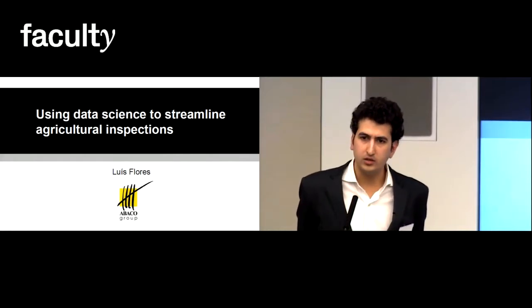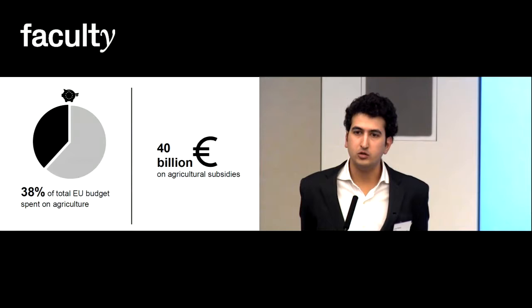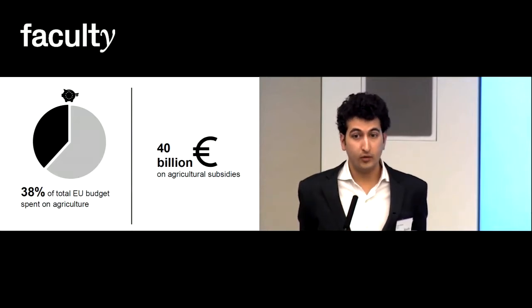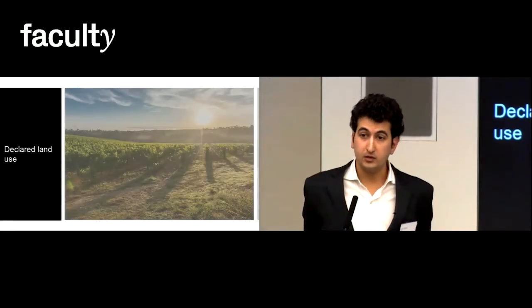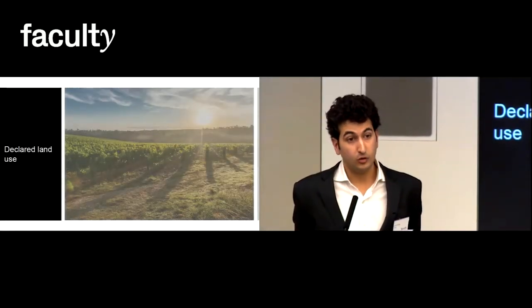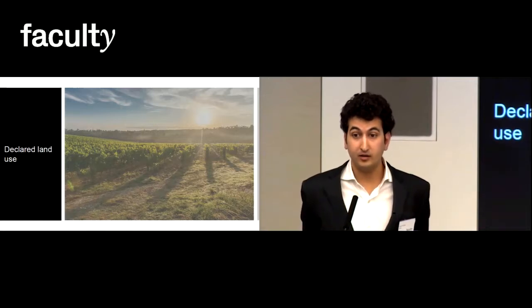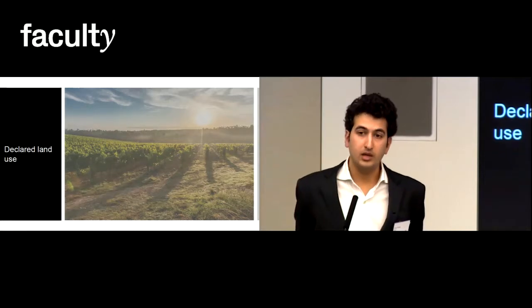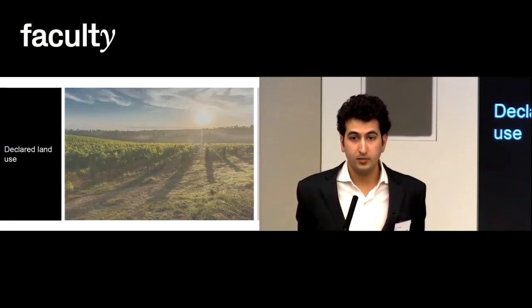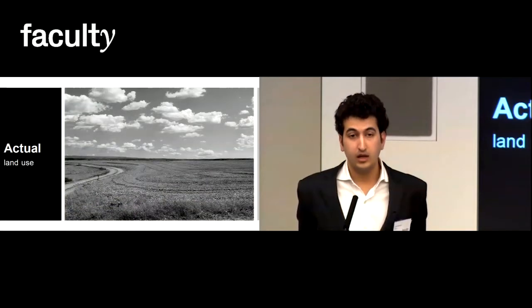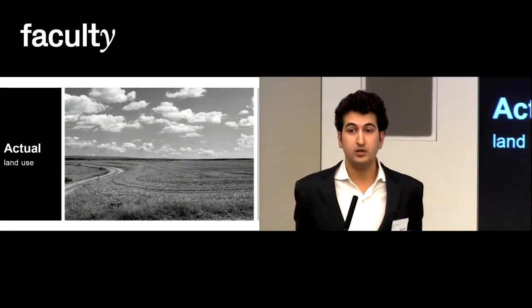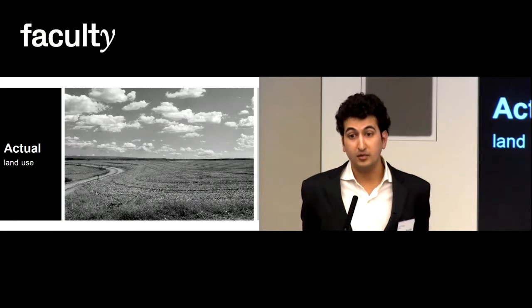But why is this important? Well, every year, the European Union devotes 38% of its budget on agriculture. And of this rather sizable chunk, 40 billion euros are directly spent on agricultural subsidies. Now, if we want to give subsidies to farmers, the farmers first need to declare the crops that they are growing in their parcels of land, but of course they actually also need to grow these crops. The problem is that some farmers declare that they are growing crops which in fact do not exist. And if these farmers try to ask for subsidies for these non-existent crops, they are committing subsidy fraud.